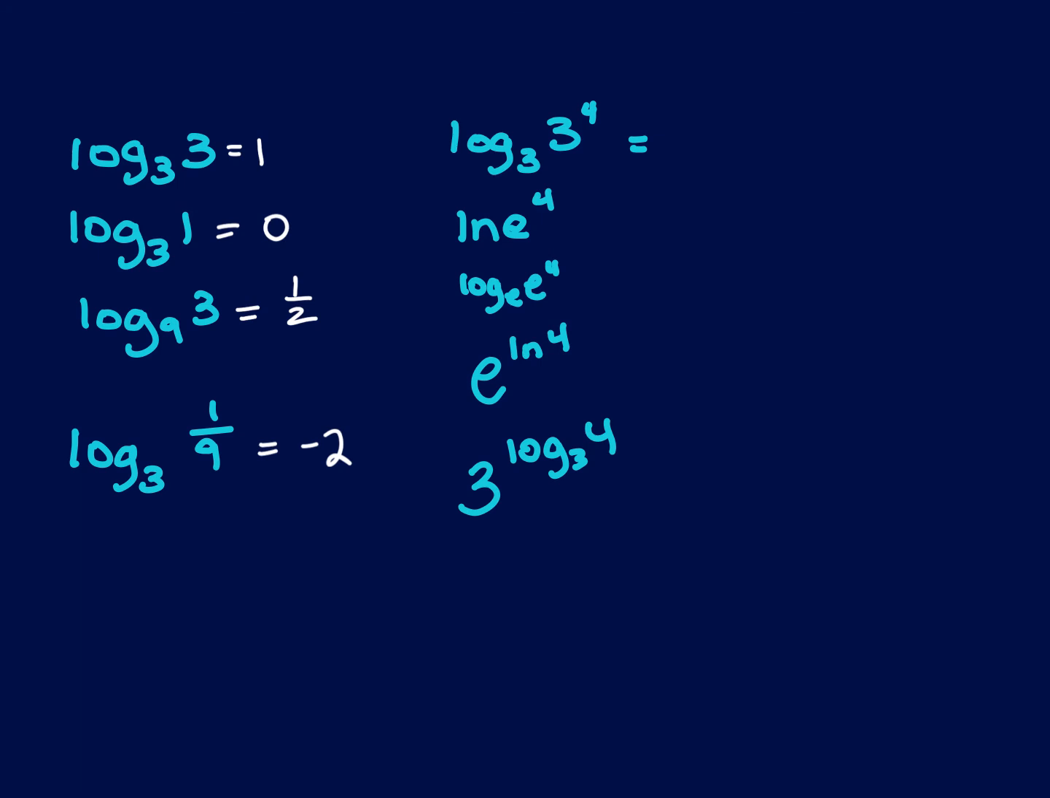Log base 3 of 3 to the 4th is 4. ln of e to the 4th, which is log base e of e to the 4th, is 4. e to the ln 4 is 4. 3 to the log base 3 of 4 is 4.